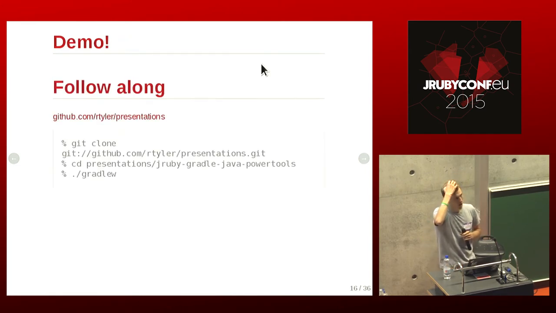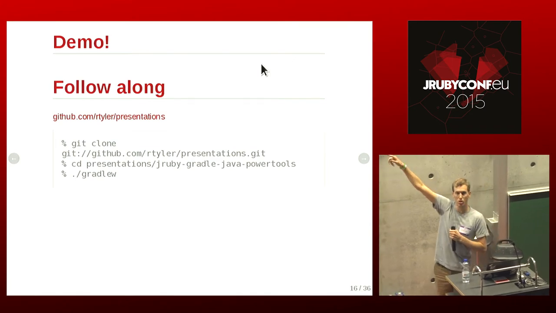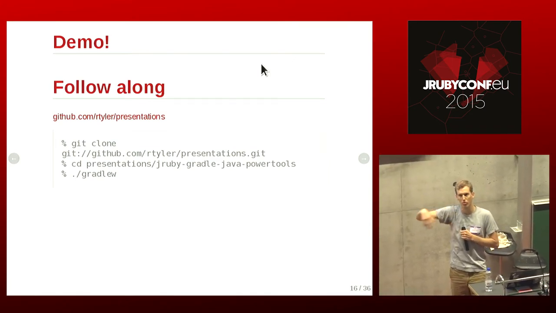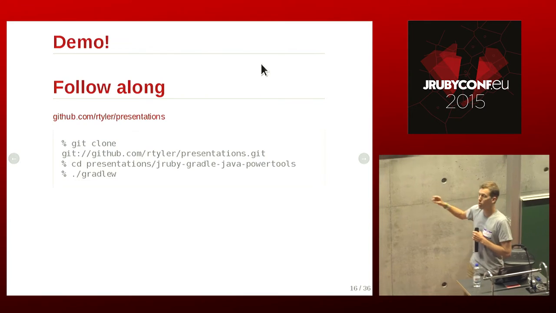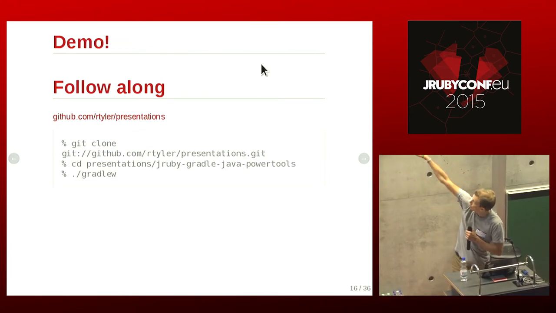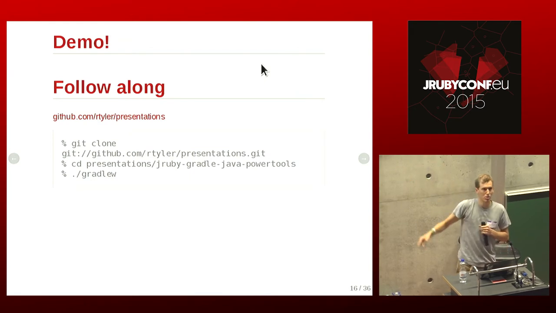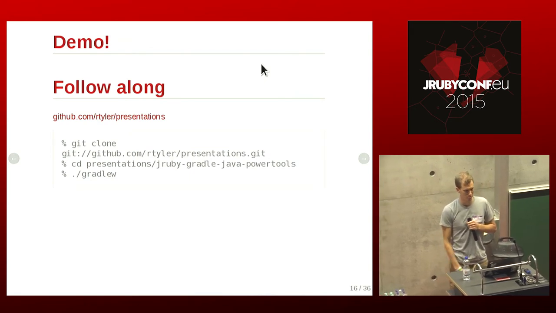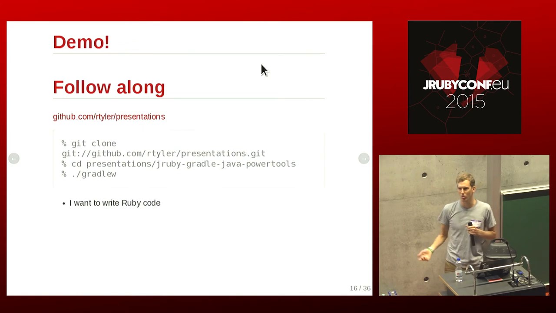So I publish all of this to GitHub. It's just under R Tyler Presentations. If you run this Gradle wrapper script, which is part of what is provided with the Gradle distribution, you don't need anything on your machine but the JVM and Git. And you clone this, and you run Gradle W, and you will build and run this presentation. Because this presentation, of course, is also using JRuby Gradle, because, I mean, be real, let's do that.